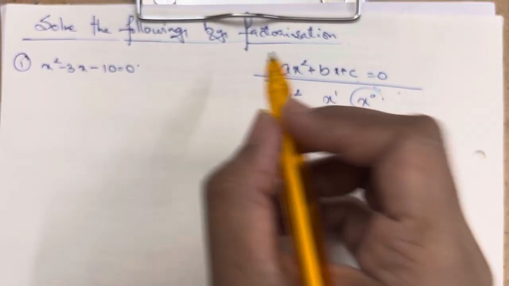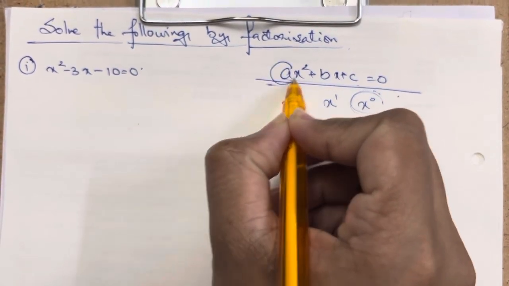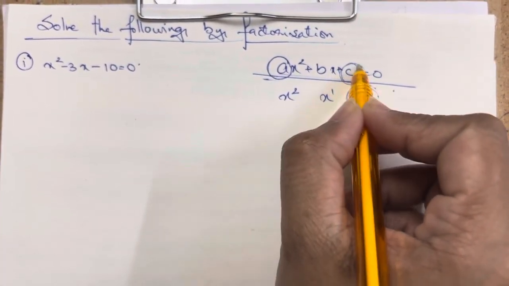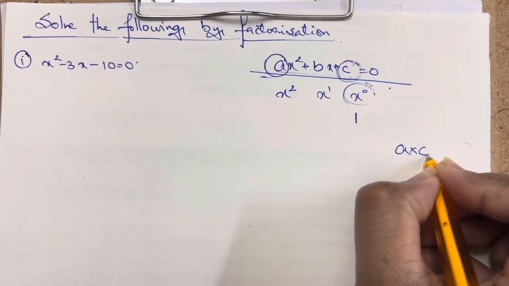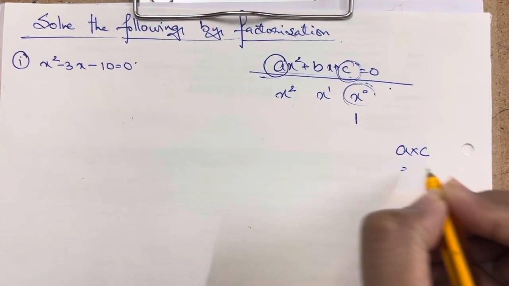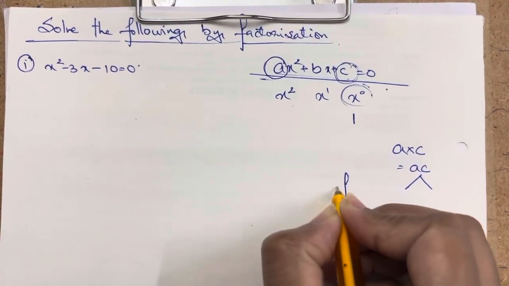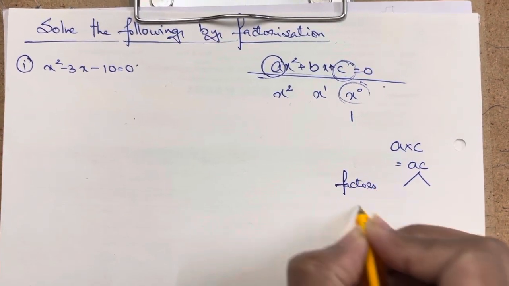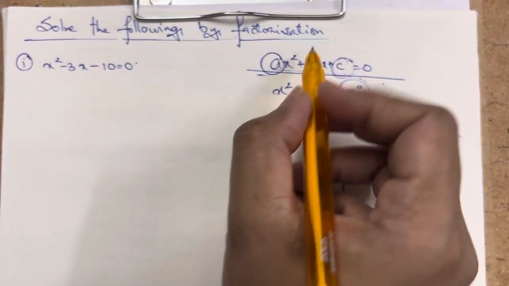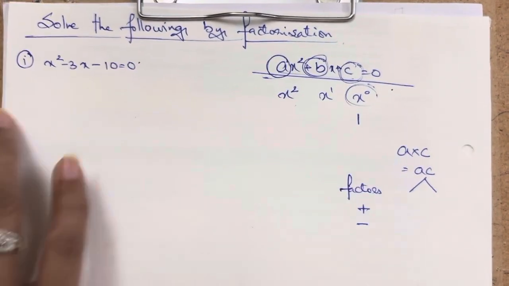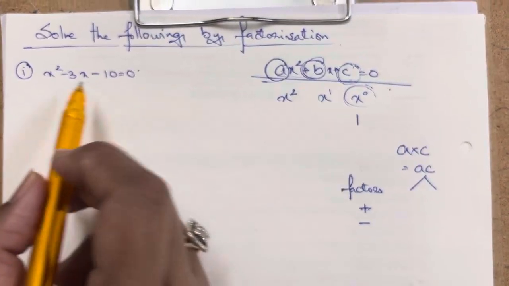And then what I've told you is, you have to multiply the coefficient of x squared with the constant term. So a times c is what you're going to do here. When you do it, you get the product. You have to find the factors of the product in such a way that when you add or subtract the factors, you get the middle term b. Okay, so let's apply these things here.